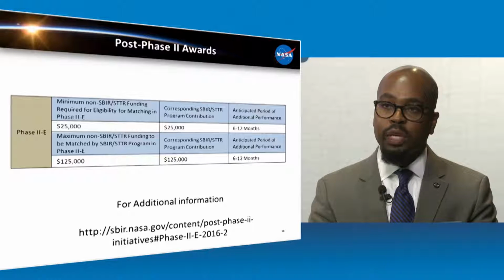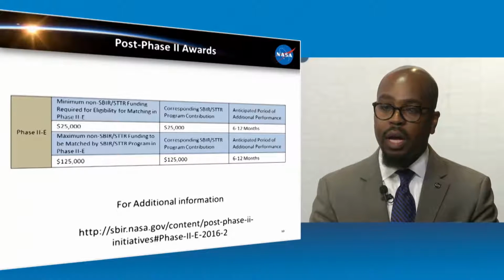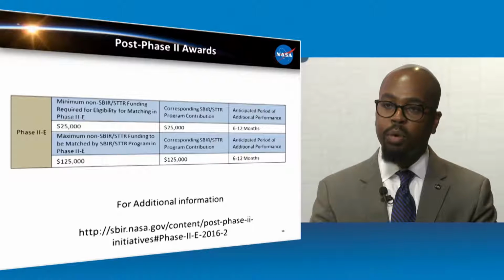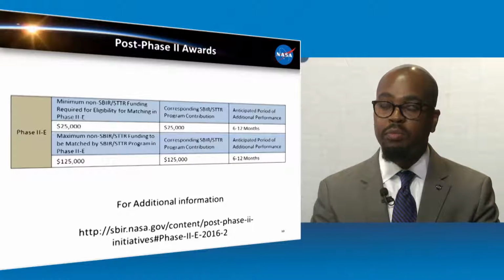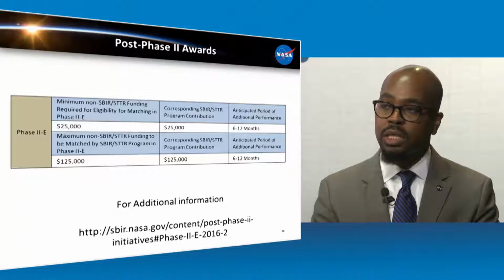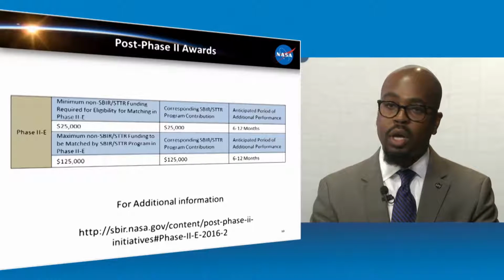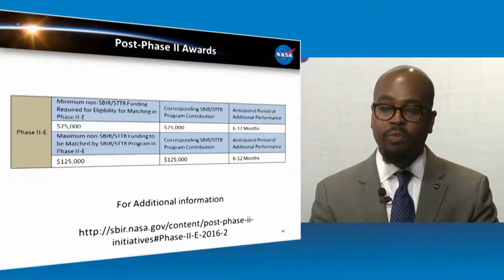So I mentioned post-phase 2 activities, and as we move forward to this upcoming solicitation, which will be released around the middle of November, we do have one program that will be included in that, and please stay tuned to see if there are any others that may be added to that solicitation, and that is phase 2E. E stands for enhance, where the small business would find a partner who's willing to invest funds.